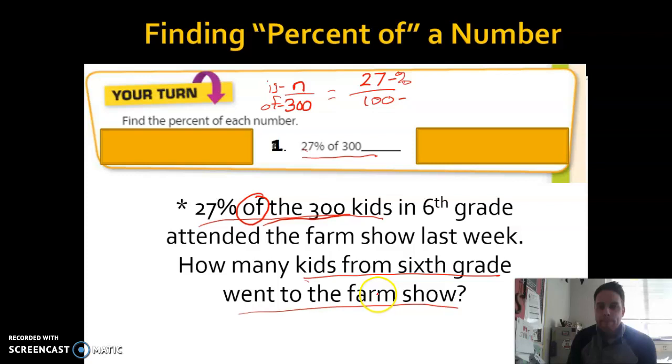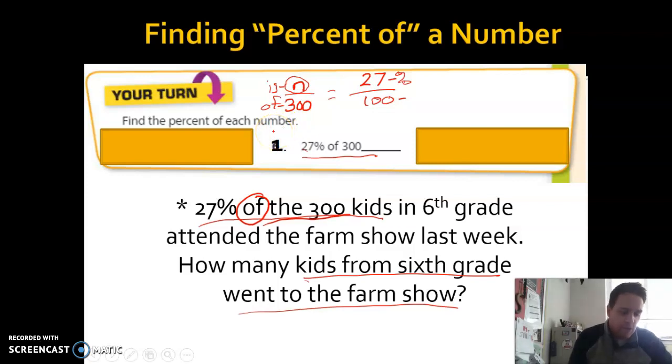Right? So what do we do? Well, now we can do a couple different things. We can cross multiply, right? Whatever we need to do now to solve this piece, that is the part out of 100 that would tell us the 27%. What's the 27%? So if I were doing this, I would say, yeah, I'll cross multiply, okay?